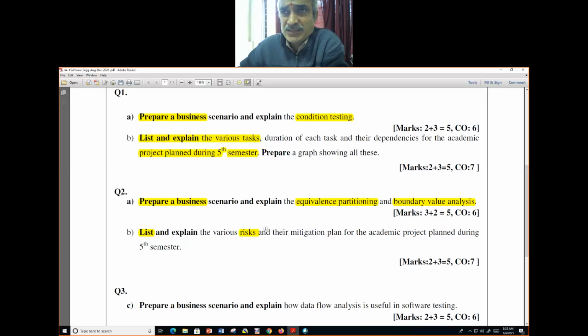Please remember, this is with reference to your project straight away. Don't write generic things. Many people have written generic, almost everyone. But still we are given marks. That is a different thing. It can be given 0 also. But I am not given.